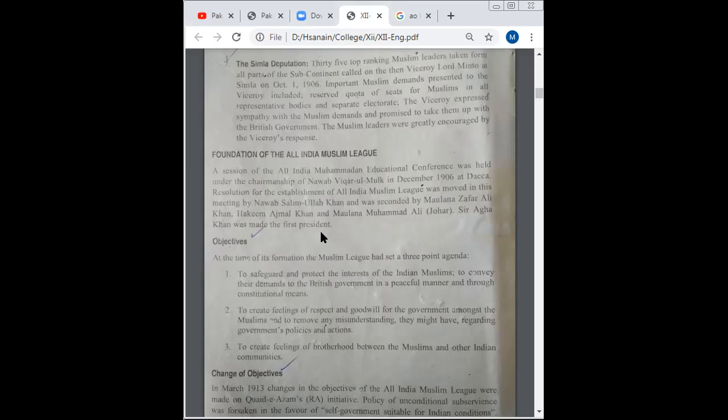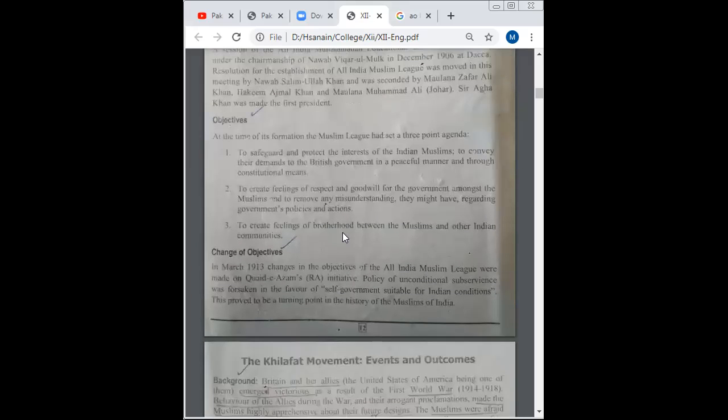Now, the meeting was held at the residence of Nawab Salimullah Khan, and the most important participants were Maulana Zafar Ali Khan, Nawab Salimullah, Hakim Ajmal Khan, Nawab Wakarul Mulk, Maulana Muhammad Ali Johar, and Sarwa Khan. Sarwa Khan was elected as the first president of the All India Muslim League.